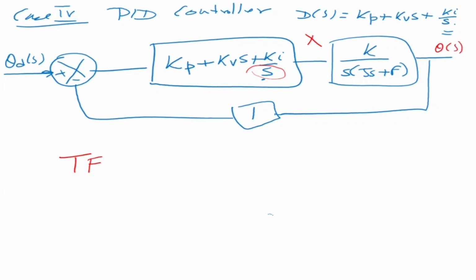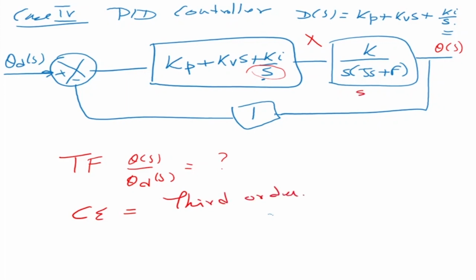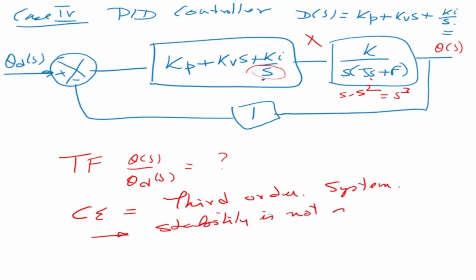So if you do the output to input, theta(s) by theta d(s), what will happen is this will become a third order equation. We will see that the characteristic equation is third order. Why is it third order? Because there is s squared here and there is another s there, so s into s squared will make it s cubed. So it will make it a third order system. Now because you make it a third order system, stability is not guaranteed.